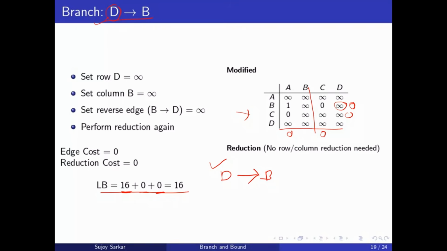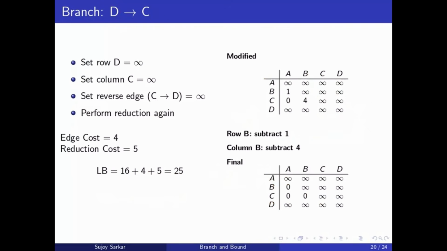Right. Same way we'll do from D to C. So again take the same matrix, parent matrix from D, set D row as infinite, C column as infinite, and C to D as infinite. Remaining values we have copied, and we'll try to reduce. So can we reduce anything here?